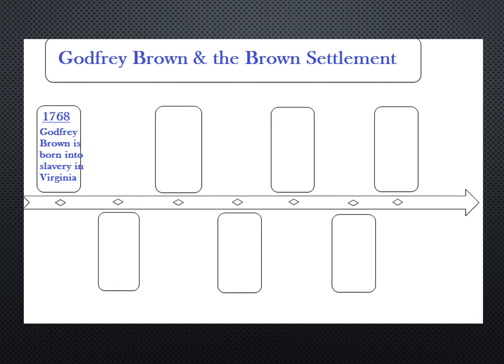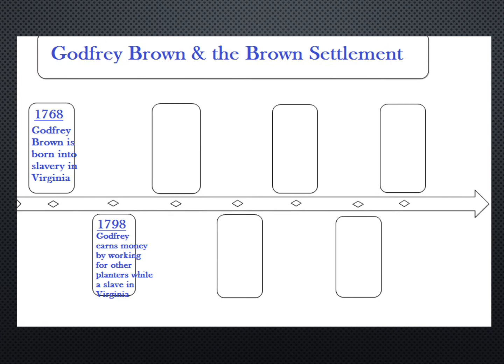So what's the next date we're going to fill in? Remember, we're going to fill in that first bottom one. Right, 1798. In 1798, Godfrey earns money by working for other planters while a slave in Virginia. Godfrey's only 30 years old at this time, so he's still fairly young. But after working, remember I said at the beginning, 12 to 14 hours a day, 6 days a week, in the little bit of free time that Godfrey Brown had, he was working outside of that time to actually try to make money so that he could buy his and his family's freedom.